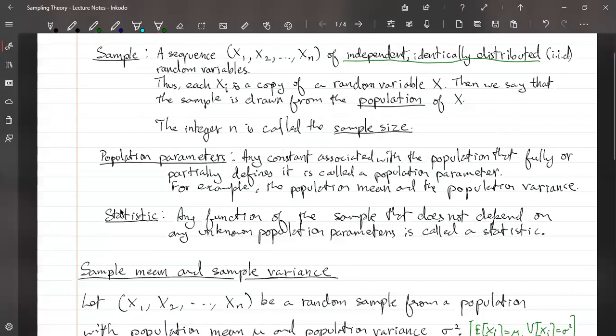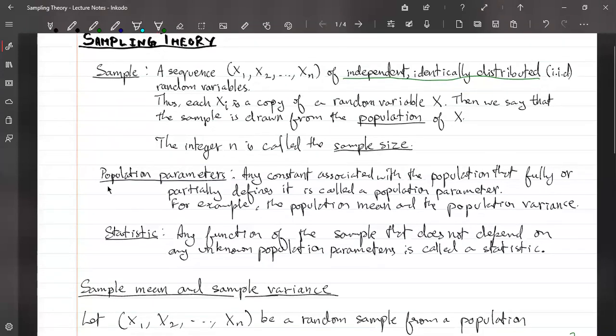Now a statistic, on the other hand, is something like a parameter, but the difference is the statistic is defined on the sample. So it is a function of the sample and determined by the sample itself. And of course, whatever population parameters are there also may be involved when you compute the statistic. But in the definition of the statistic, these population parameters are not involved.